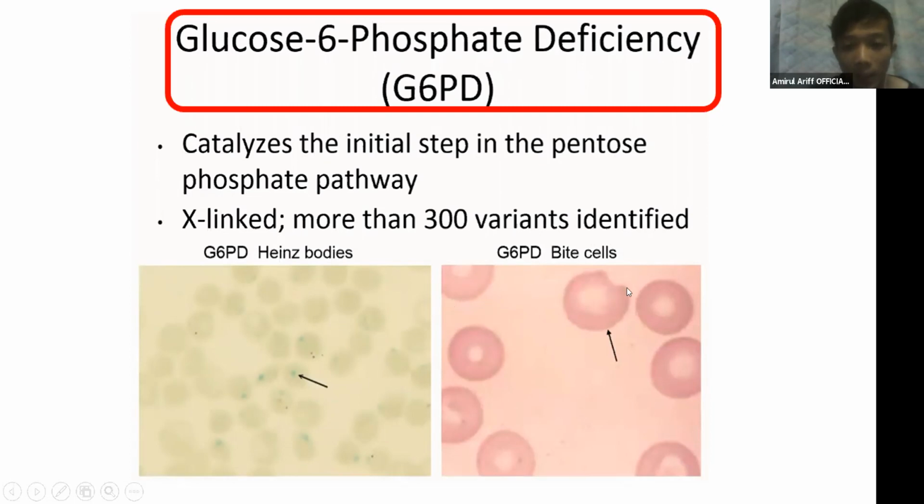In the peripheral smear, we can see the white cells, and with a more specific stain, crystal violet stain, you can see the Heinz bodies. The Heinz body is actually denatured hemoglobin due to oxidative stress, because we know that in G6PD deficiency we need to avoid certain oxidative stress. So the denatured Hb appears as Heinz bodies, as you can see here.